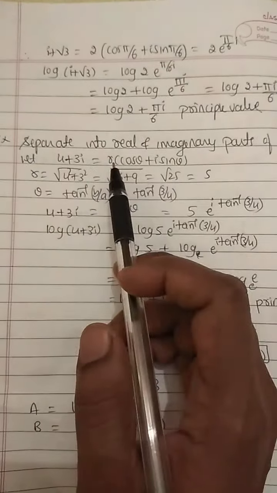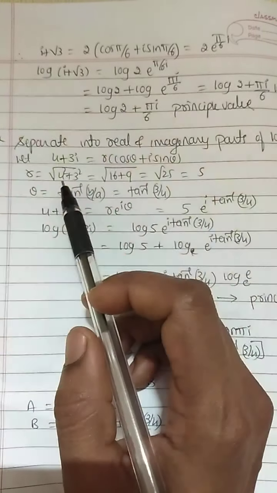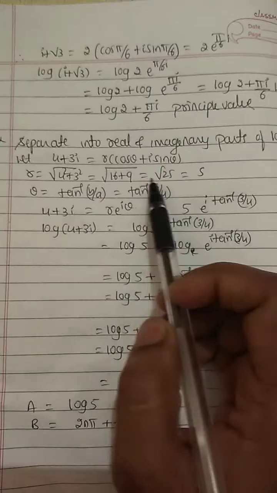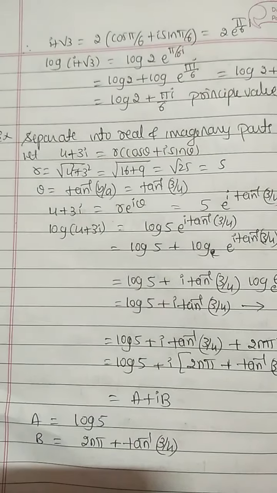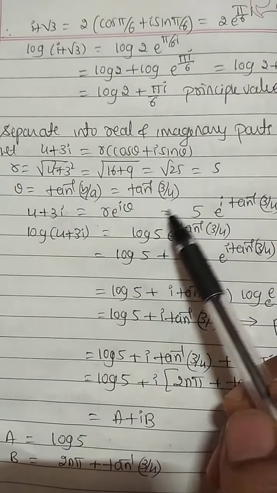Example: separate into real and imaginary parts of log of 4 plus 3i. 4 plus 3i equals r into cos theta plus i sin theta. r equals square root of a square plus b square, 4 square plus 3 square, 16 plus 9 is 25. Root 25 is 5. Theta equals tan inverse of b by a, tan inverse of 3 by 4.